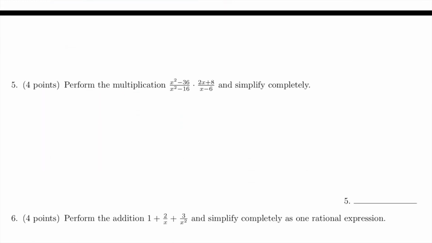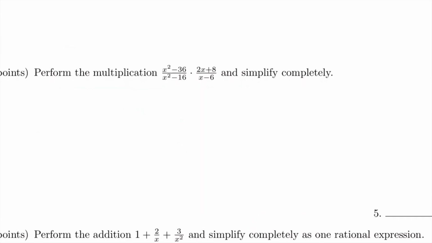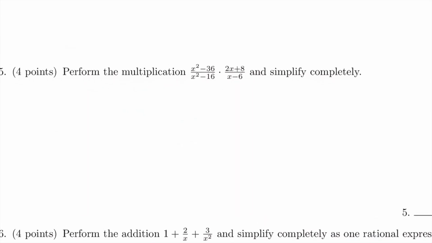All right, so here's number 5. We're going to perform the multiplication and simplify. So we're going to go ahead and factor everything. So I'm going to factor x squared minus 36. That's a difference of two perfect squares that can be factored into x plus 6 times x minus 6.